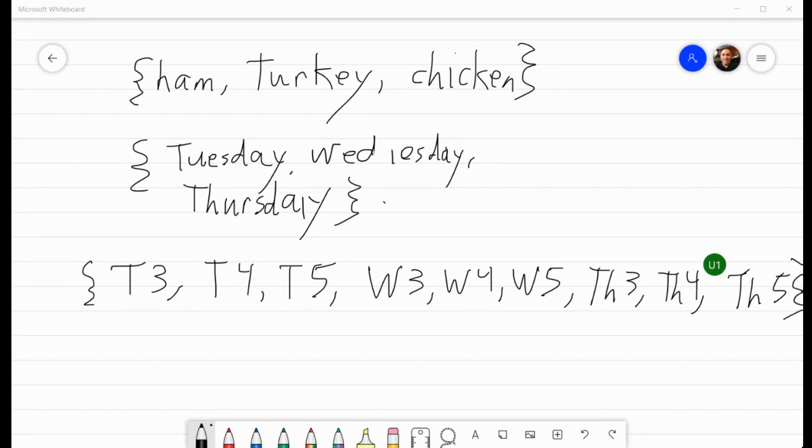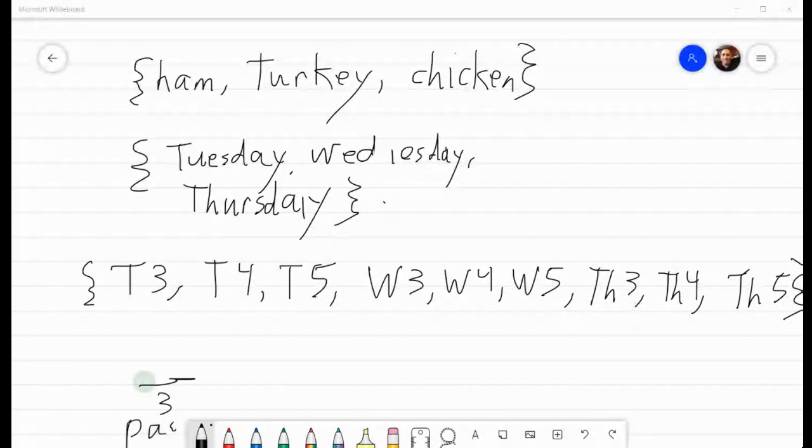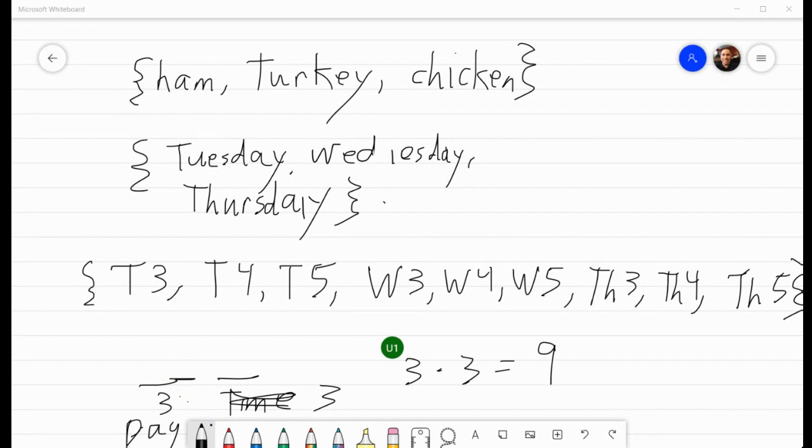Okay, so again, we have the first letter, right? That was Tuesday, Wednesday, or Thursday. There were 3 outcomes there. That was the day of the week. The next one was time. We had 3 outcomes there. Let me put that down here. So we had 3 times 3, which is 9 outcomes altogether. So that's all it is. We're just multiplying.